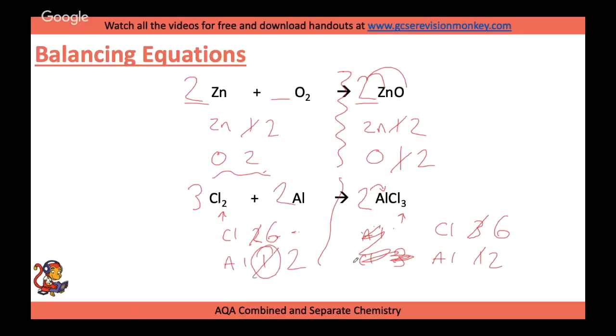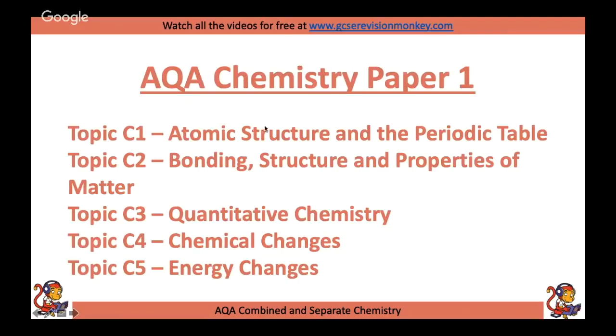So do give these a go, even if you find them tricky. It's trial and error, and as long as you've got the same number of atoms either side, that's conservation of mass, that no atoms are lost or gained. Okay, so that's why these are important. Conservation of mass. Okay, let's move on to a few of the key topics.